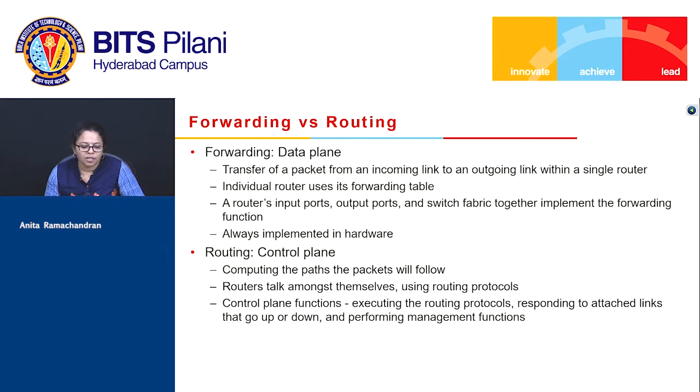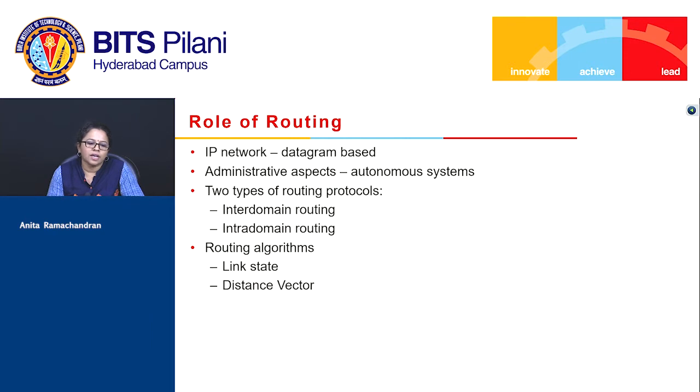And the routing happens in the control plane. It computes the paths that the packets will follow. The routers talk among themselves using routing protocols to identify what could be the best path between a source and a destination. Other control plane functions include executing the routing protocols, responding to attached links going up or down, and other management functions.